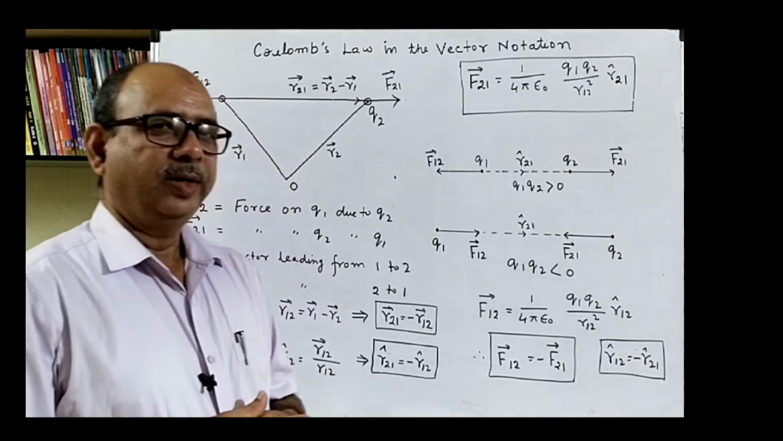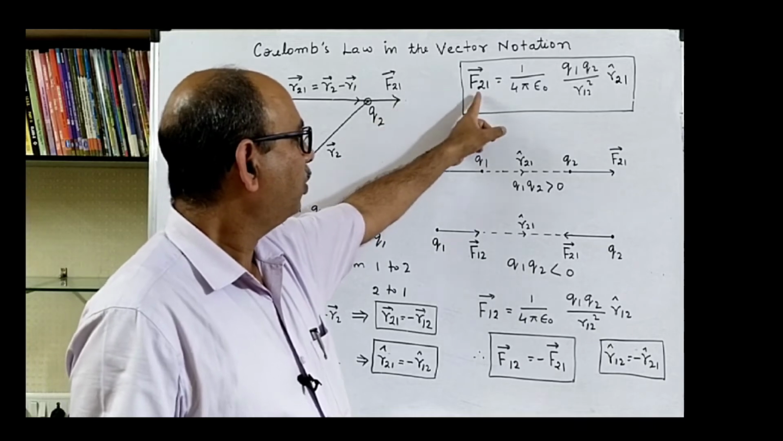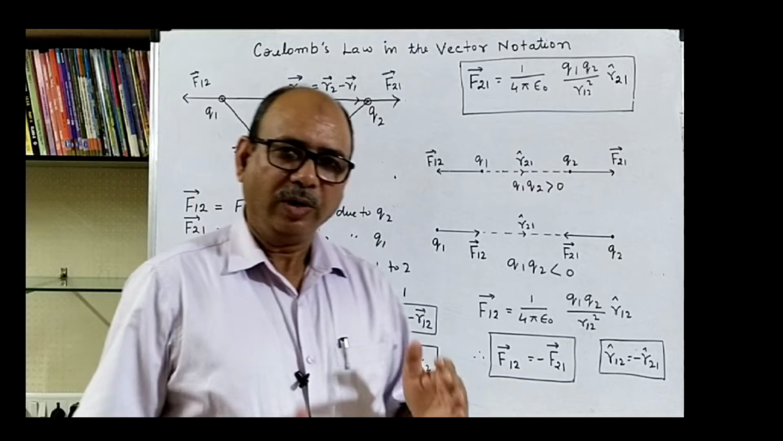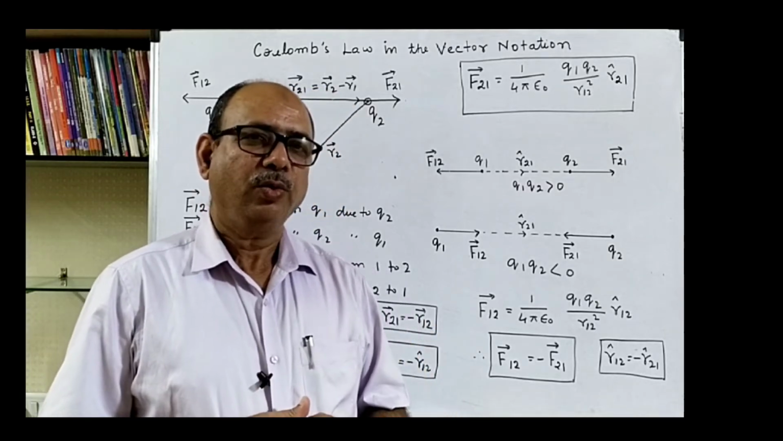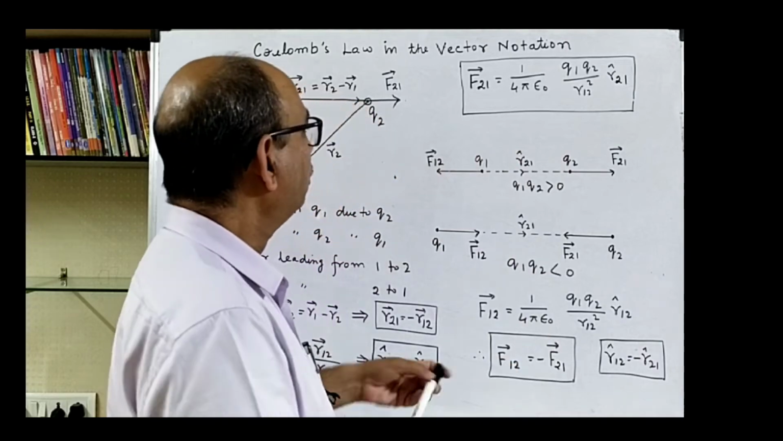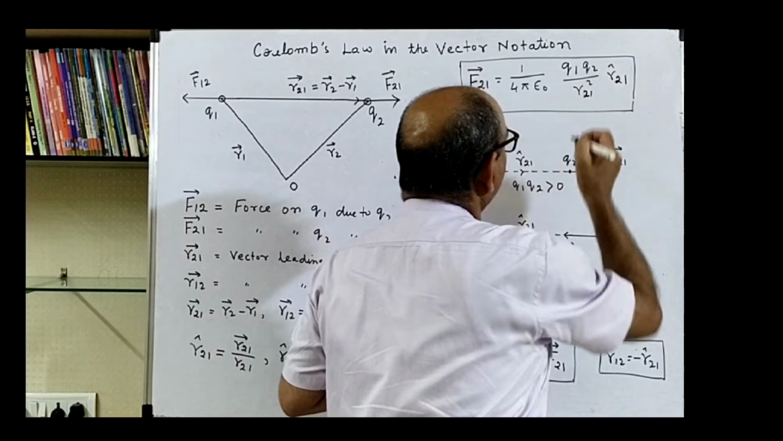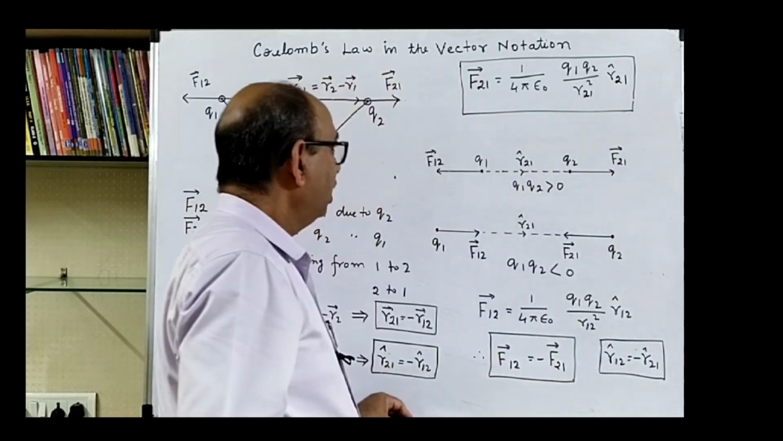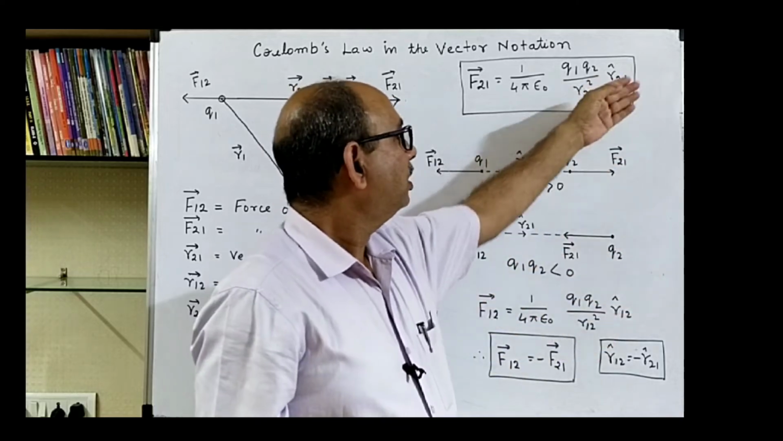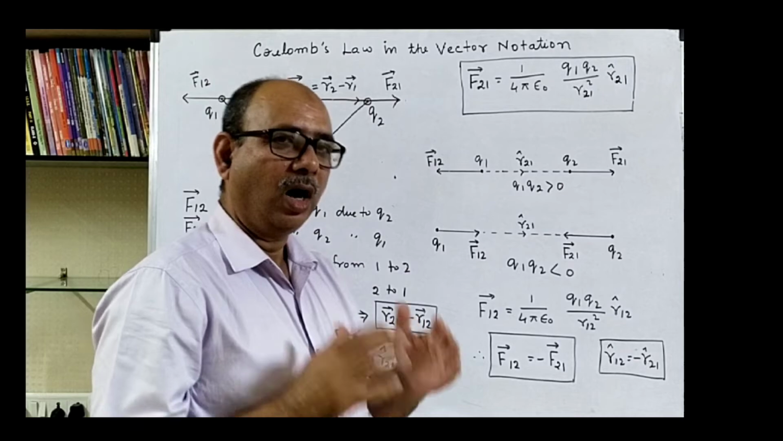Thus we can express Coulomb's law in vector notation as F21, the force acting on charge Q2 due to charge Q1, equal to 1 upon 4 pi epsilon naught Q1 Q2 upon R21 square, times R21 cap, where R21 cap means the unit vector R21, which specifies the direction of this vector R21.